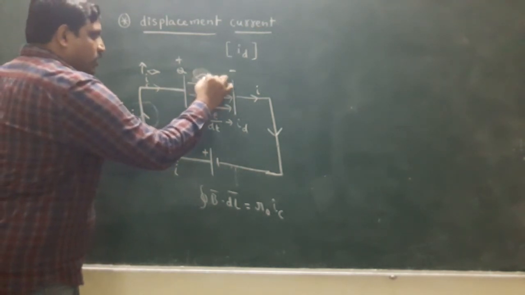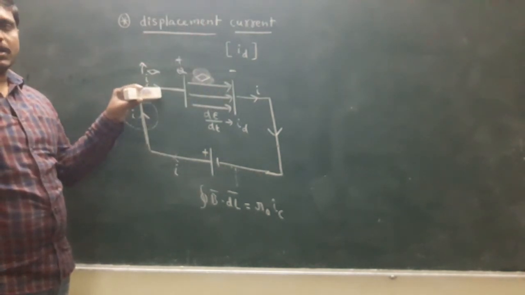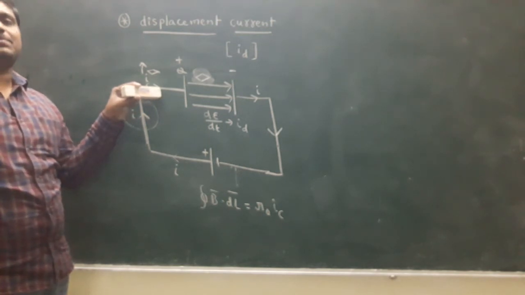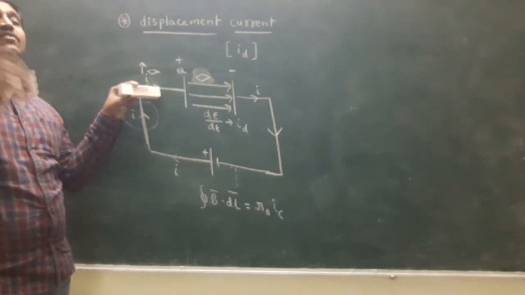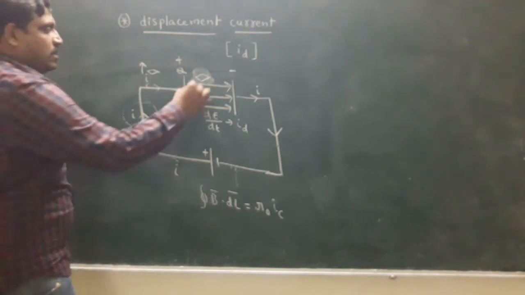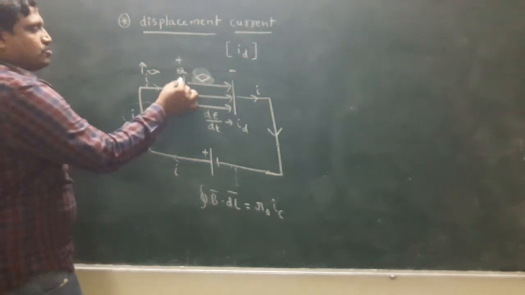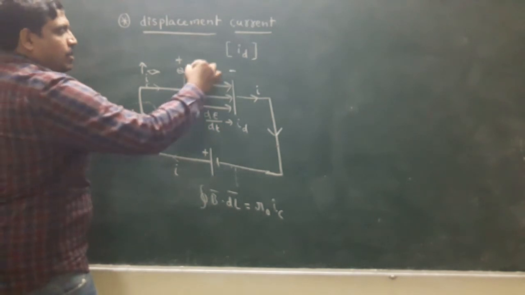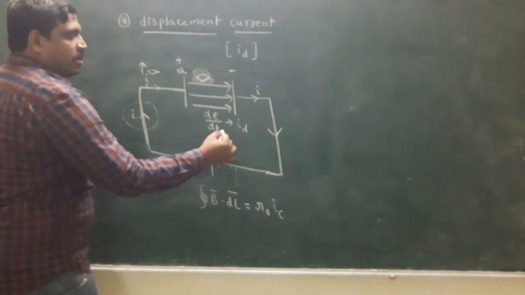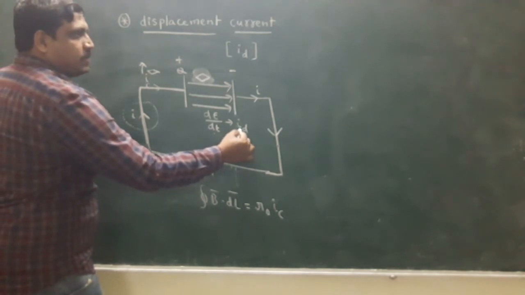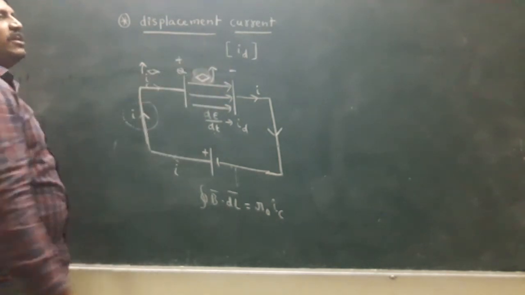Once again I repeat, listen carefully. Here the needle deflects because there is current. According to Oersted's experiment, a current wire produces a magnetic field, and because of this magnetic field the needle deflects. Between the plates, Maxwell observed the charge on the plate increases, the electrical field also increases, and a varying electrical field produces the displacement current. Because of this displacement current the needle deflects.